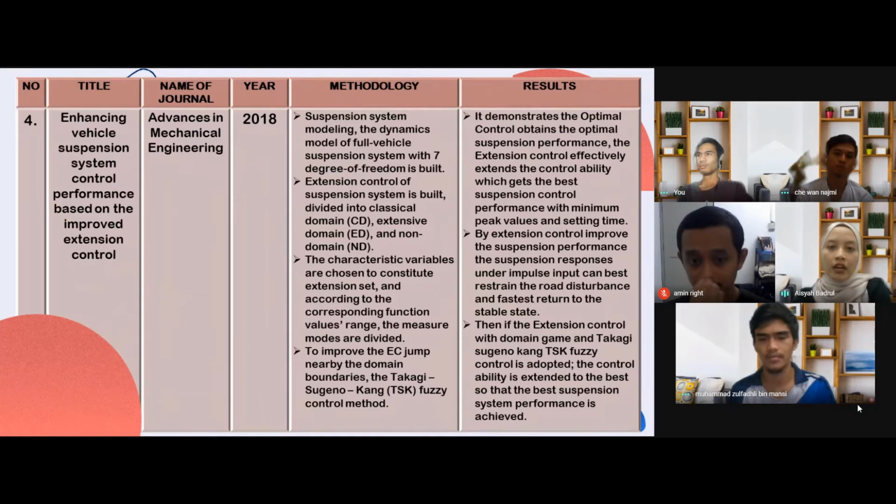The outcome of the research is that it demonstrates the optimal control means the optimal suspension performance. The extension control effectively extends the control ability, which gets the best suspension control performance in terms of minimum values and settling time. By extension control improving the suspension performance, the suspension responses under impulse input can best restrain the road disturbance and fastest return to the stable state. The last one is if the extension control with domain game and the Takagi-Sugeno-Kang (TSK) fuzzy control is adopted, the control ability is extended to the best so that the best suspension system performance is achieved.